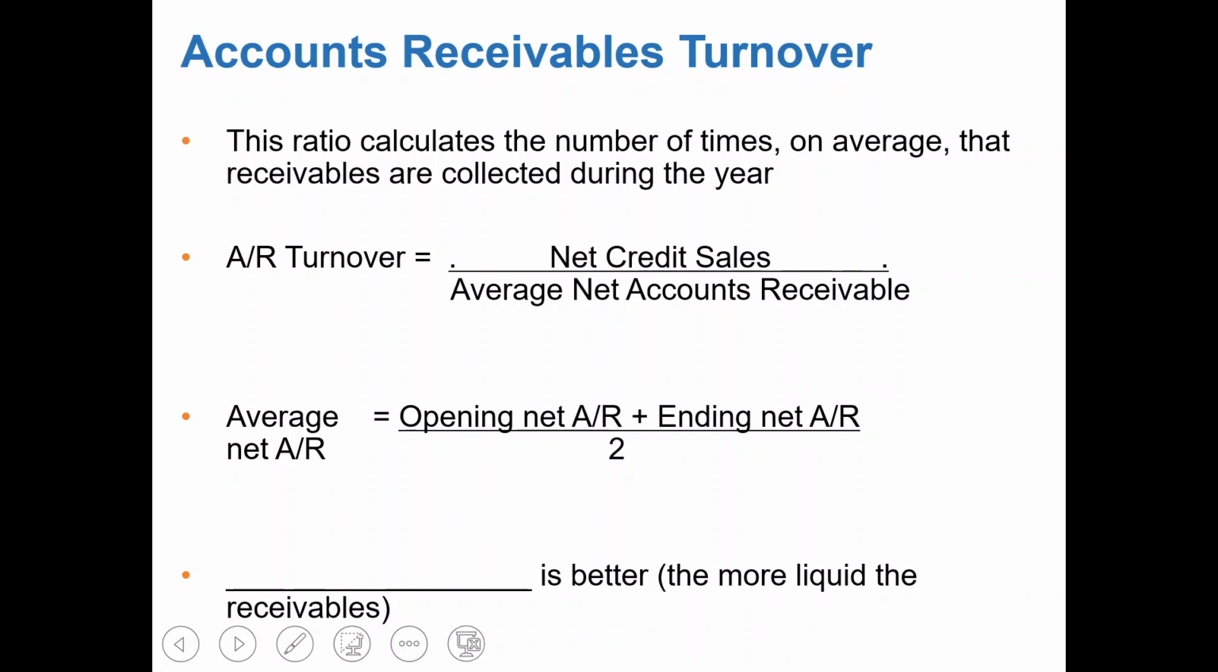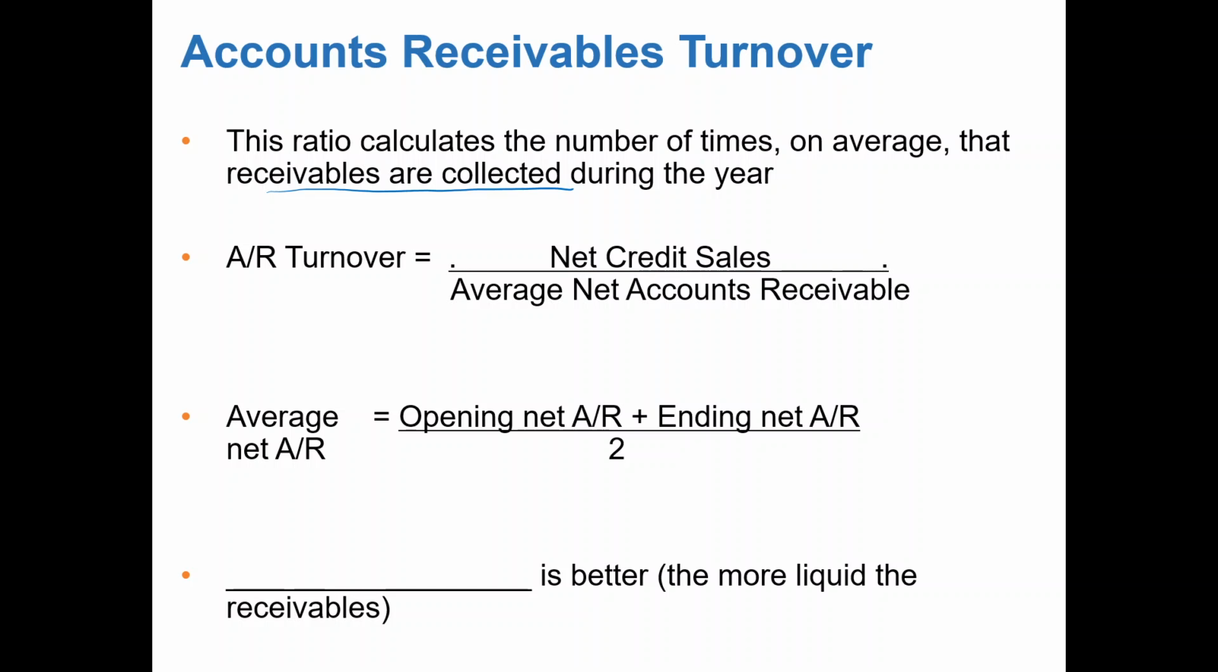Okay, the next ratio we'll look at is accounts receivable turnover. This is similar to inventory turnover, but now we're just talking about AR. So the ratio calculates the number of times on average receivables are collected during the year. So basically, if we sold something and then collected all the AR, then sold some more, collected the AR, sold some more, collected the AR, how many times on average do we do that cycle in a year?